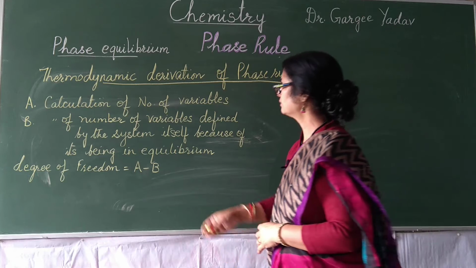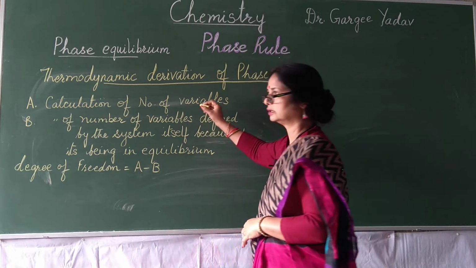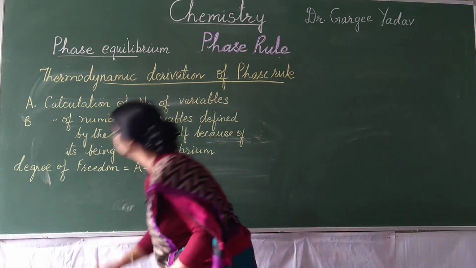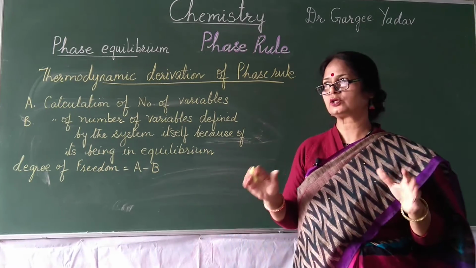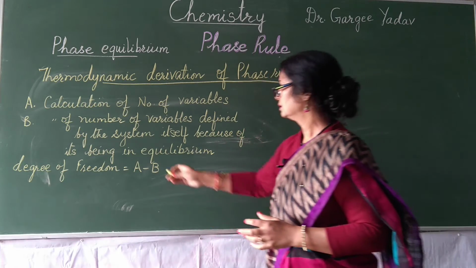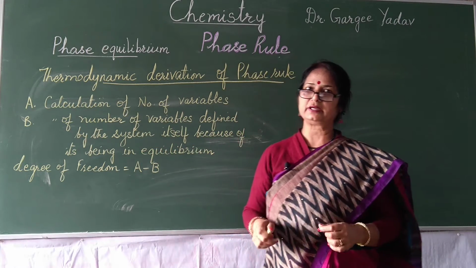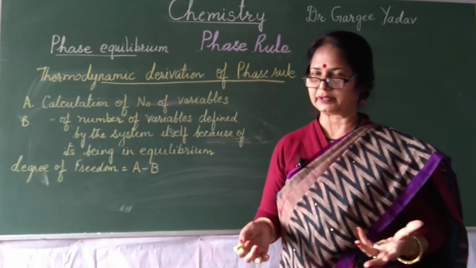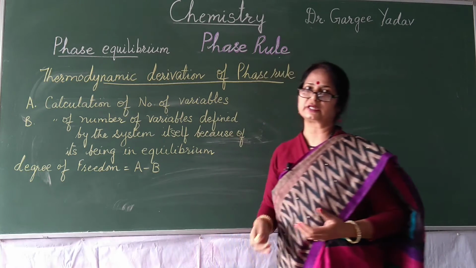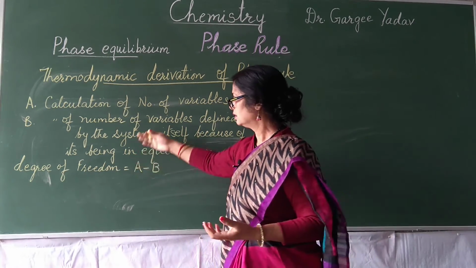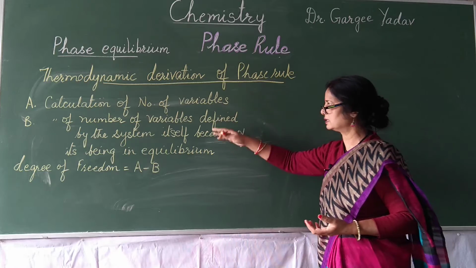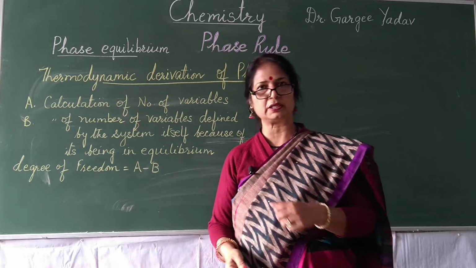So to calculate the degree of freedom, we should have the total number of variables which are present in that system minus the number of variables which are defined by the system due to its being in equilibrium. Means if A is the number of variables, and B is the number of variables which are defined by the system, then F, the degree of freedom, will be A minus B.